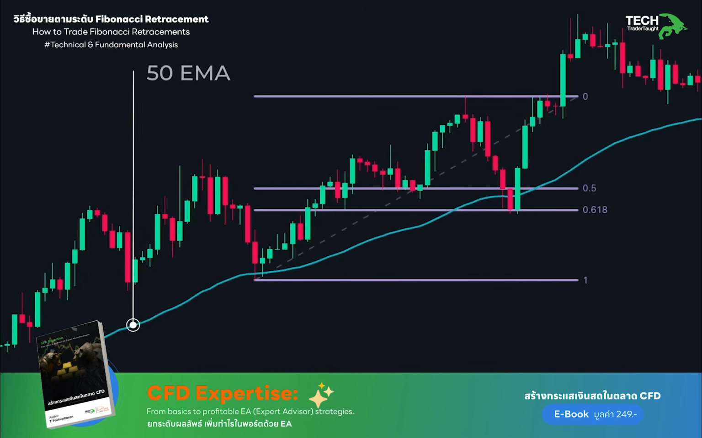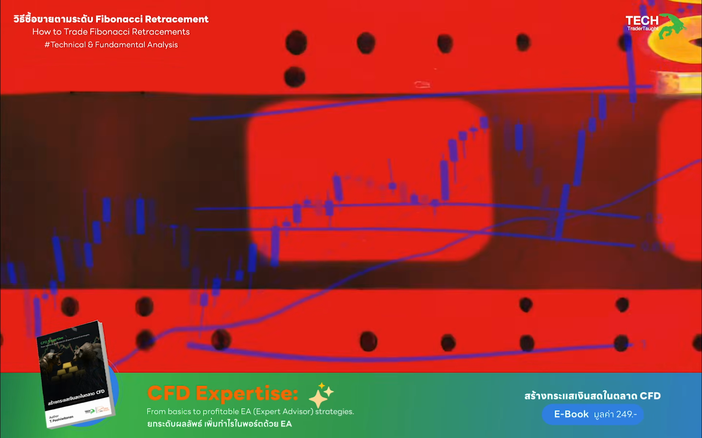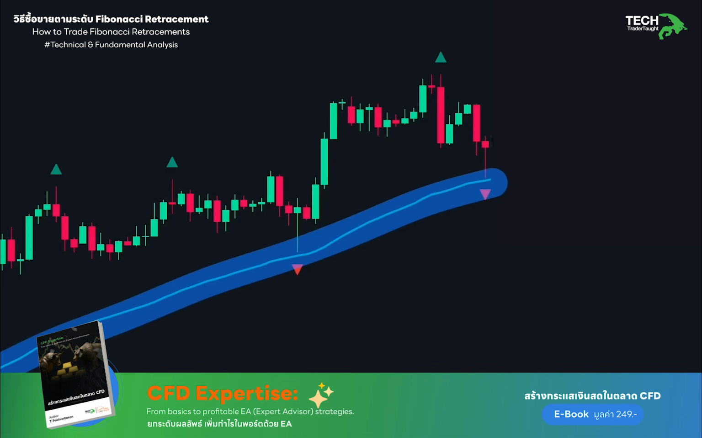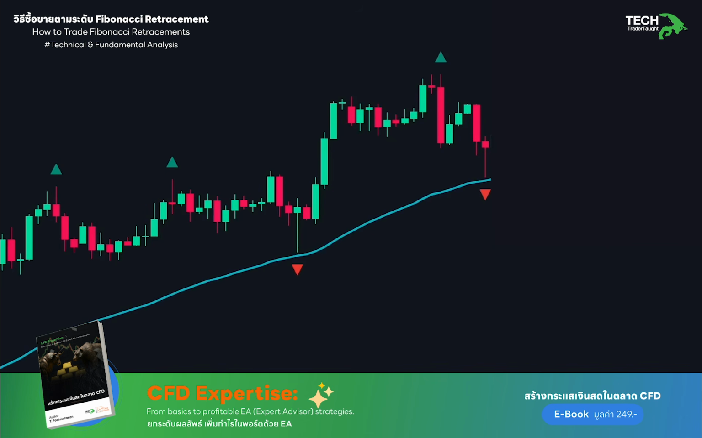For this strategy, we will use the 50-period exponential moving average. Here is an example. The price was in an uptrend as it traded above the EMA, and the EMA was sloped upwards. In an uptrend, we expect the price to find support at the EMA, so buying near the EMA is a good idea.